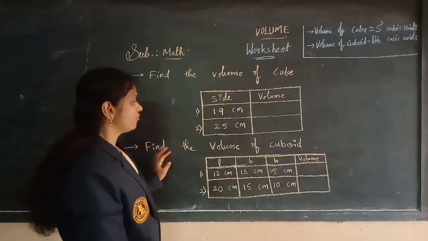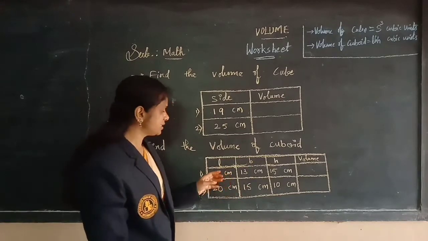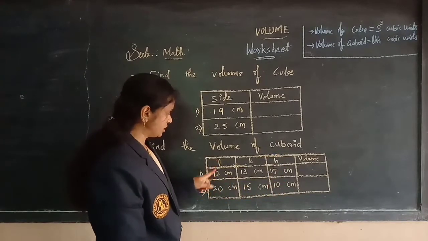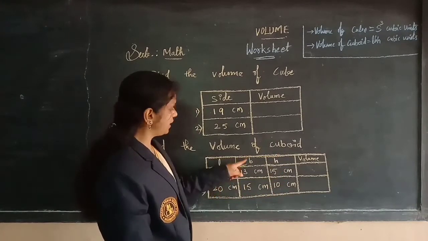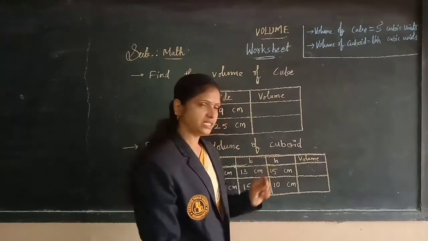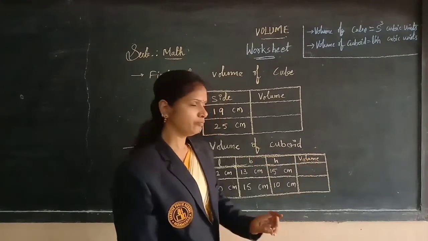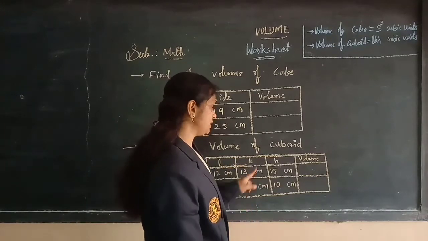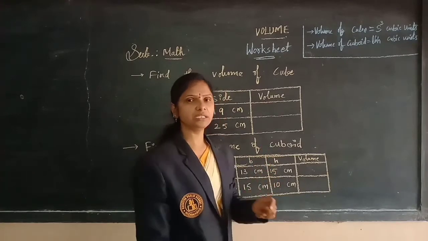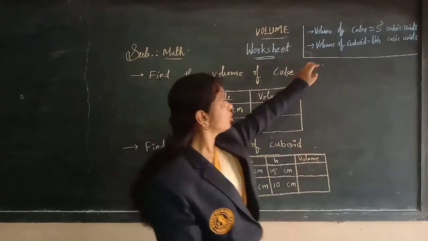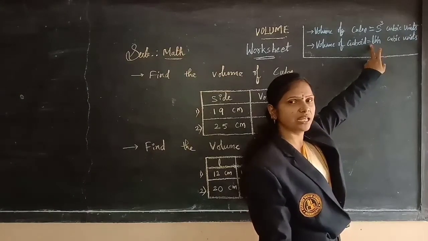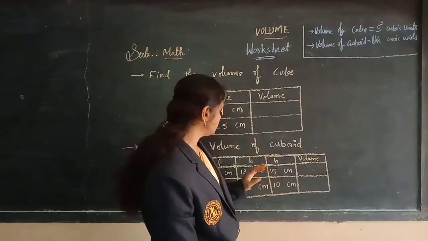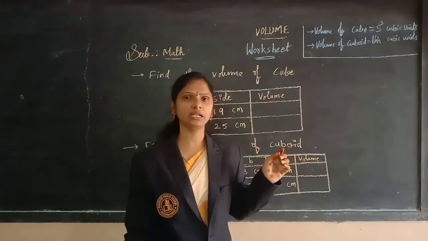Coming to the next problem, find the volume of the cuboid. Cuboid means we require the length, breadth, and height values. First problem: length is 12 centimeters, breadth is 13 centimeters, and height is 15 centimeters. Find its volume. Second one: length is 20 centimeters, breadth is 15 centimeters, and height is 10 centimeters. Volume of the cuboid formula is LBH, length into breadth into height, cubic units. The units in both problems are centimeters, children.